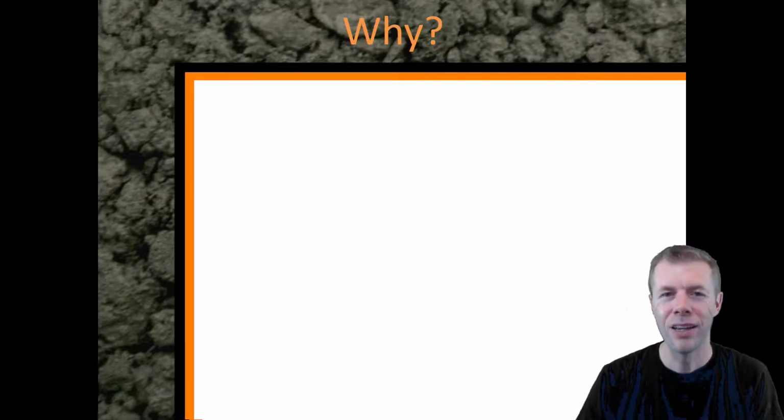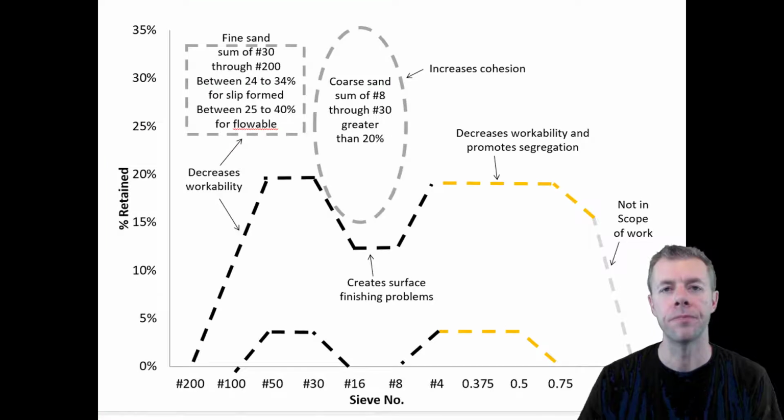So why are these limits there? Why did we do this? Let me tell you. Let's talk about each limit. These golden ones here are the ones we're talking about. And I say here, they decrease workability and they promote segregation when you get outside of these limits. Let me show you what I mean.